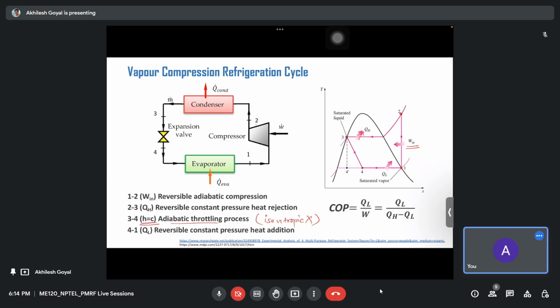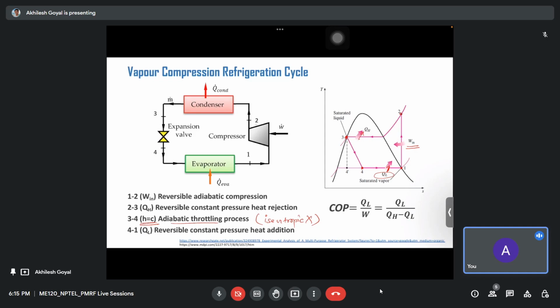From point 3 to 4 is the adiabatic throttling process. The throttling process is a constant enthalpic process. The enthalpy doesn't change. Why? Because the heat transfer Q is 0 and work transfer W is 0, so with the steady flow energy equation, the enthalpy remains constant. That is shown as point 3 to 4, and from point 4 to 1 is the evaporator. Here the heat QL is taken by the refrigerant. So this is the refrigeration effect QL we receive in the desired space.